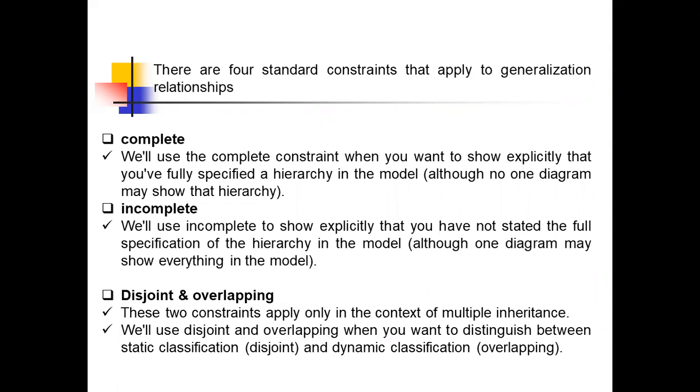We will use the complete constraint when we want to show explicitly that we have fully specified a hierarchy in the model. Then incomplete, we will use to show explicitly that we have not stated the full specification of the hierarchy in the model. Then disjoint and overlapping: these two constraints apply only in the context of multiple inheritance. Whenever we implement any multiple inheritance, we can use disjoint and overlapping.